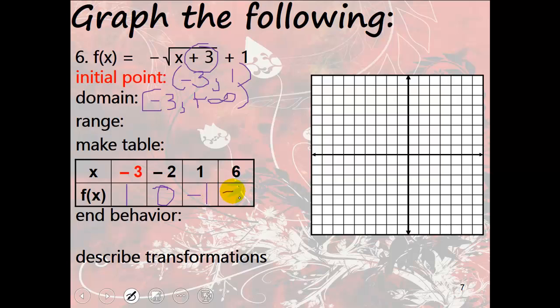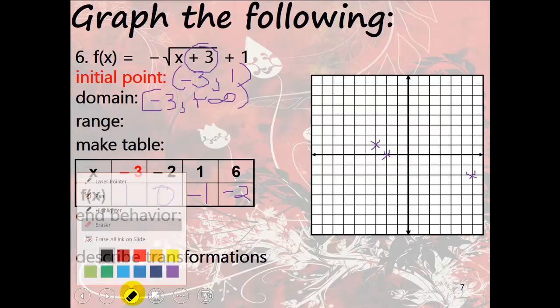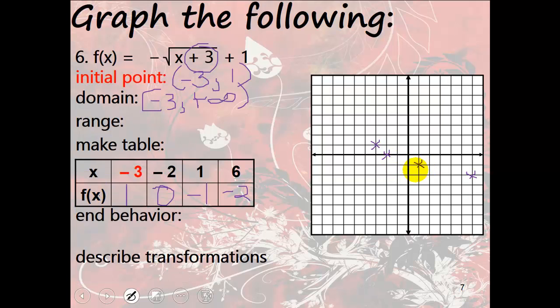So I'm going to graph these, negative 3, 1 right here. That's my initial point. Negative 2, 0 right there. 1, negative 1. 6. 1, 2, 3, 4, 5, 6. Down to negative 2. So this is not there. Let me erase that. I put that in the wrong spot. It should be here. And again, it's going to go down fast and then flatten out.